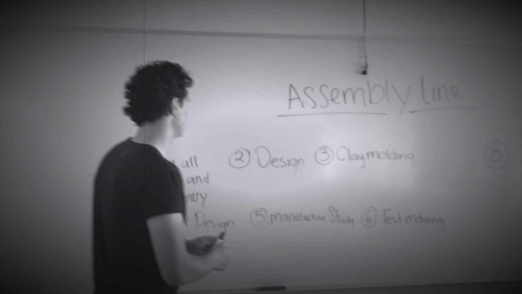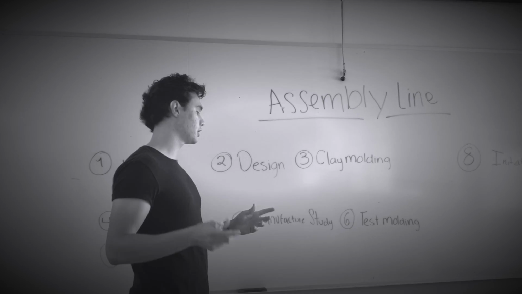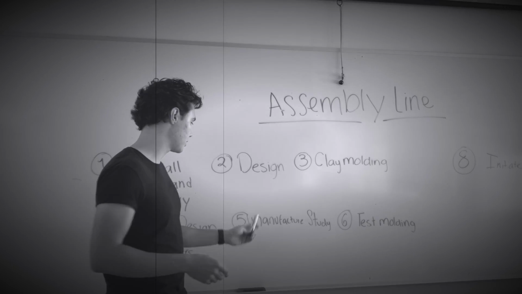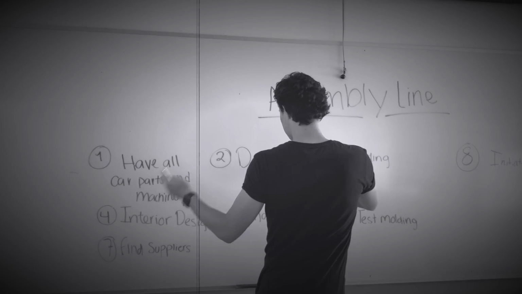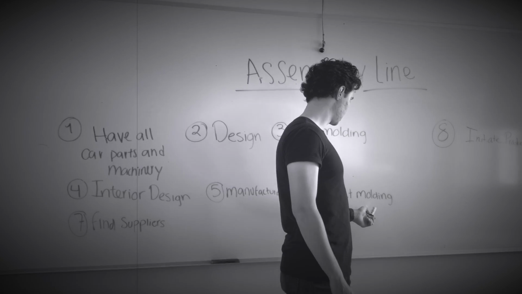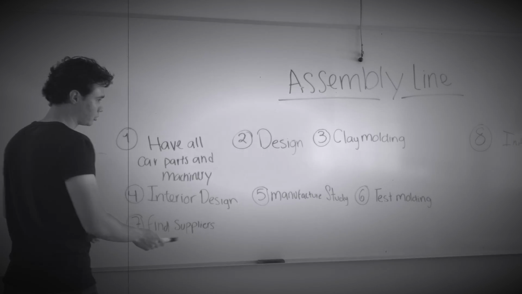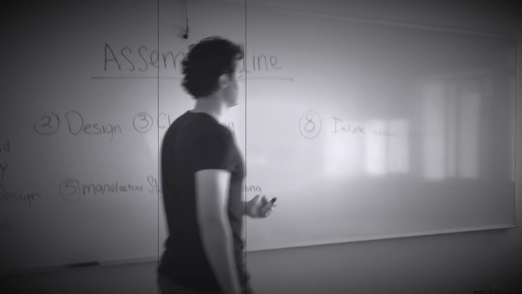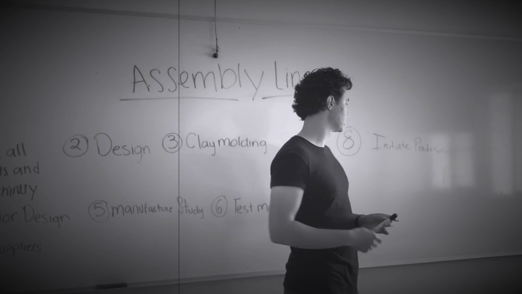And also we have to make sure that we have a full study of how it's going to be made and manufactured. And well, after all these parts are assembled, the test molding is what's going to be followed. And then final supplies, and then we can initiate the whole production with the other cars.